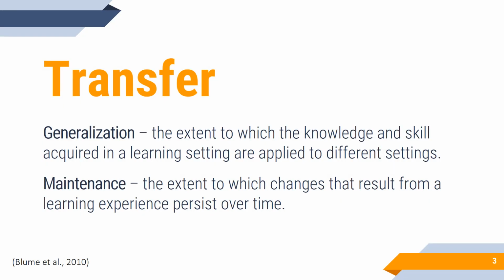Bloom et al. define transfer along two major dimensions. The first is generalization, which is the extent to which the knowledge and skills acquired in a learning setting are applied to different settings. And secondly, maintenance, which is the extent to which changes that result from a learning experience persist over time.